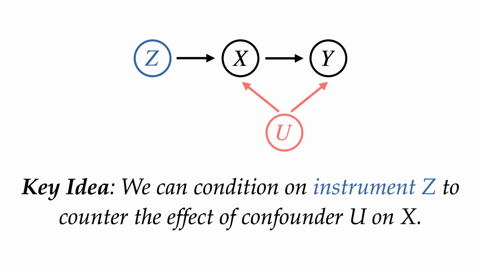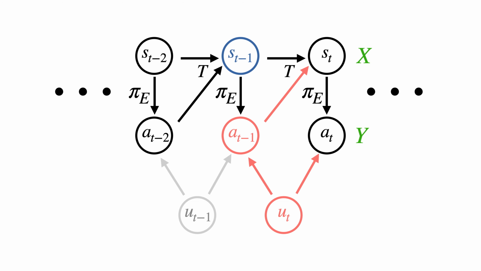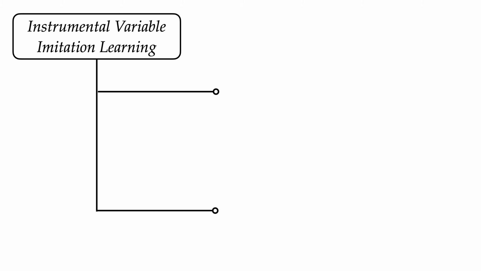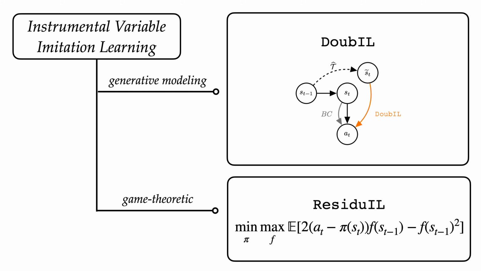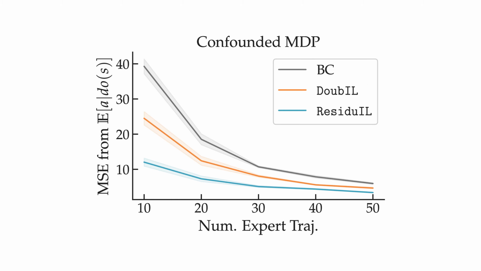The key idea is we can condition on z to counter out the effect of the confounder. In our model, past states act as this instrument, as they are independent of confounding. We can leverage this past state instrument in two ways. The first is a generative modeling approach that utilizes a simulator. The second is a game theoretic approach, which can be performed completely offline.